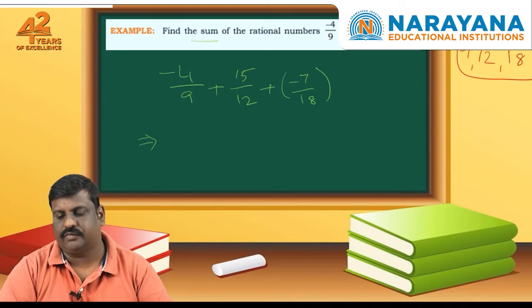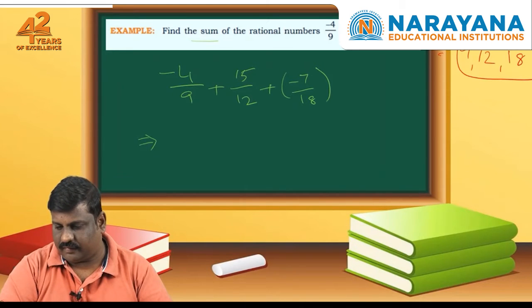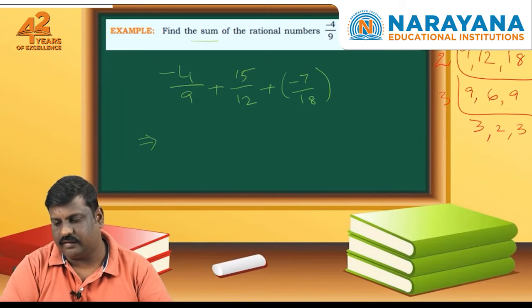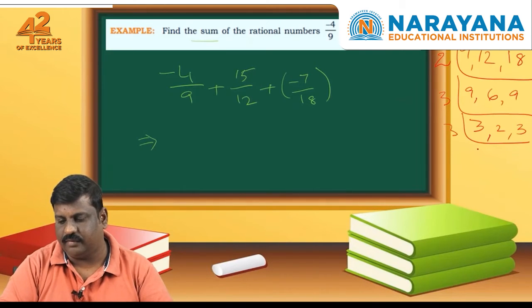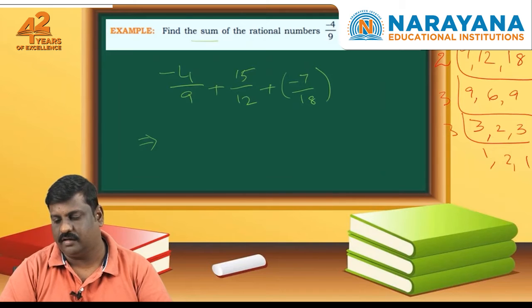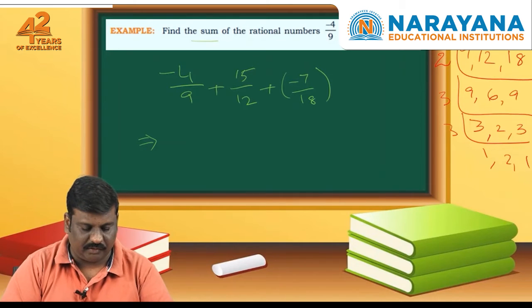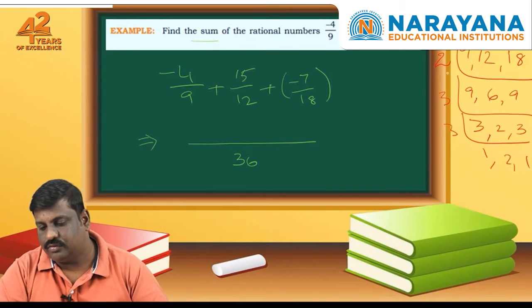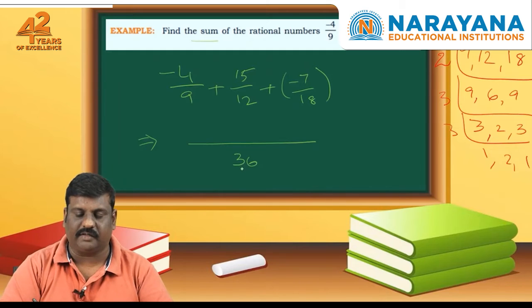Take 2 as the divisor: 2 times 9 is 9, 2 sixes are 12, 2 nines are 18. Now take 3 as the divisor: 3 threes are 9, 3 twos are 6, 3 threes are 9. Again take 3: 3 ones are 3, leaving 2 and 1. Now multiply 2 into 3 into 3 into 2. 2 threes are 6, 6 threes are 18, 18 twos are 36. So the LCM of the given three denominators is 36.